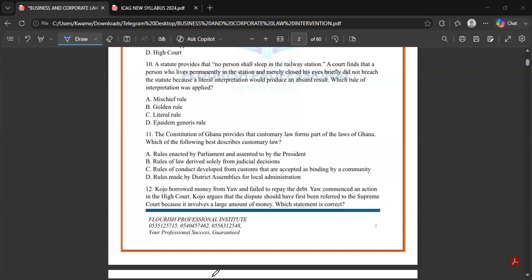I don't know if it's clear. So where the interpretation is done in a way to avoid an absurd result. When you say an absurd result, it means that the result of literally applying will be unusual or will be... I'm trying to find the right word to use to replace absurd.